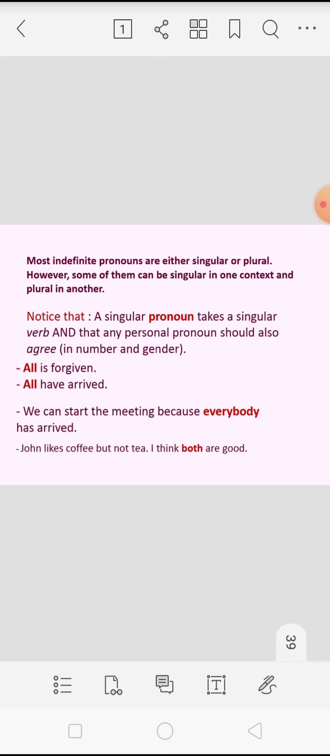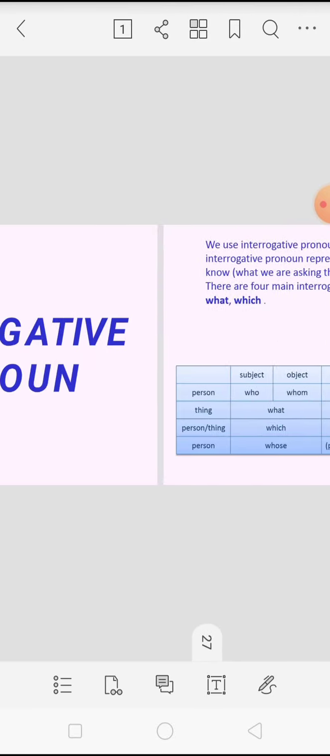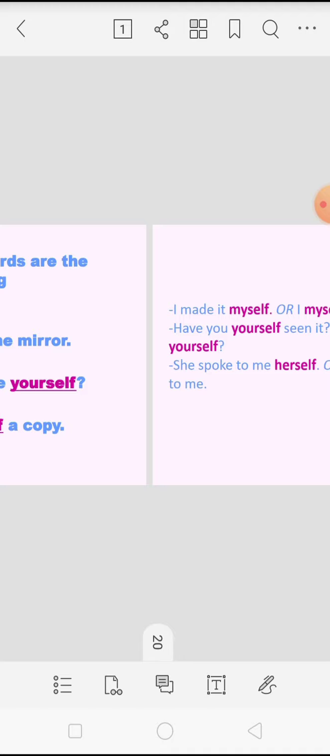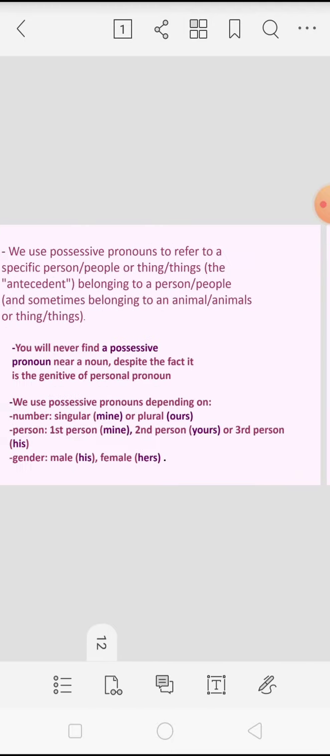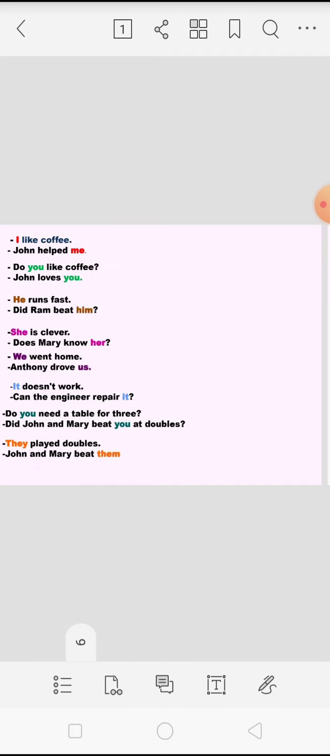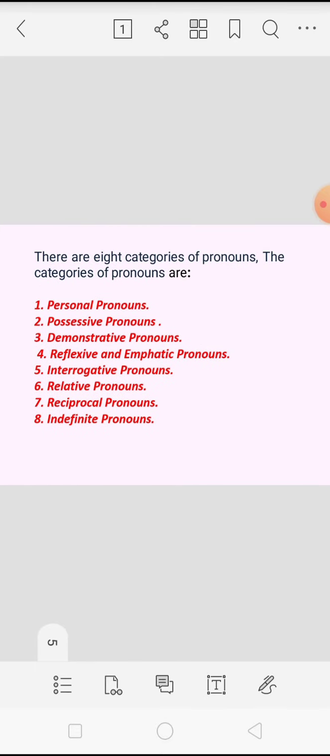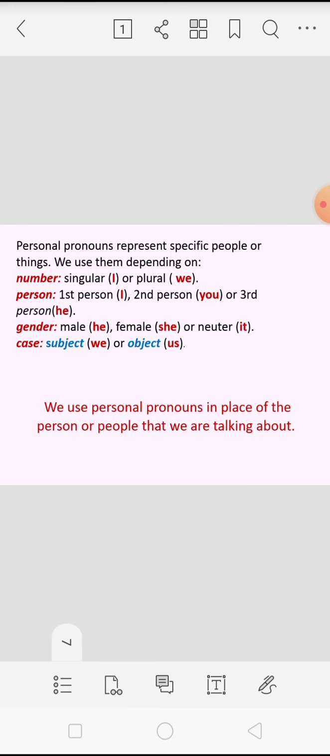I hope you understood all the pronouns. Let us again recap all the pronouns which we have learned. So, there are 8 categories of pronoun. The categories of pronouns are personal pronoun, possessive pronoun, demonstrative pronoun, reflexive and emphatic pronoun, interrogative pronoun, relative pronoun, reciprocal pronoun, and indefinite pronoun.